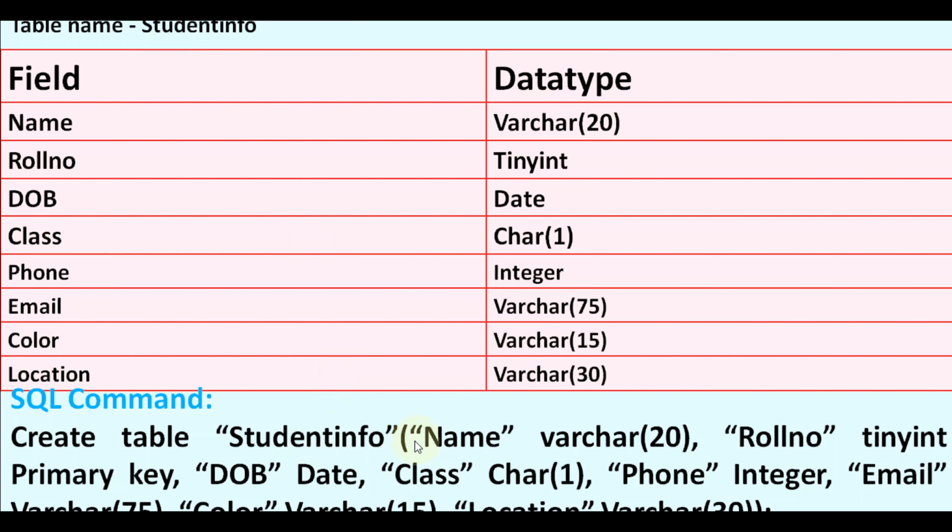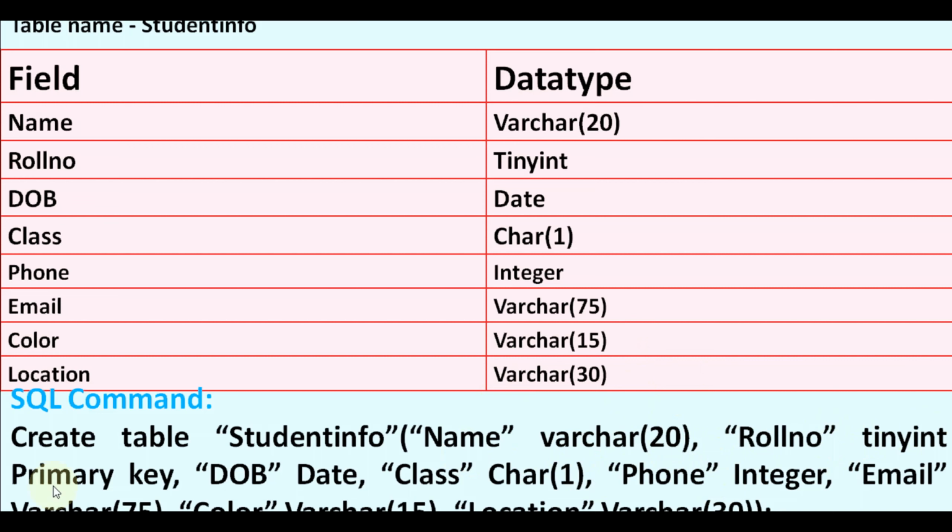Thereafter, inside the small brackets, one by one we have to mention each field that we want with its data type and length. As you can see, the first column is name, so I have mentioned name, and its data type is varchar and length is 20, and the length we have to always mention in small brackets. Thereafter a comma, and after the comma the next field details: roll number in double quotes, data type is tiny.